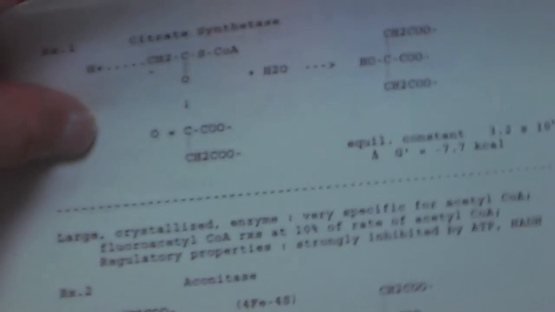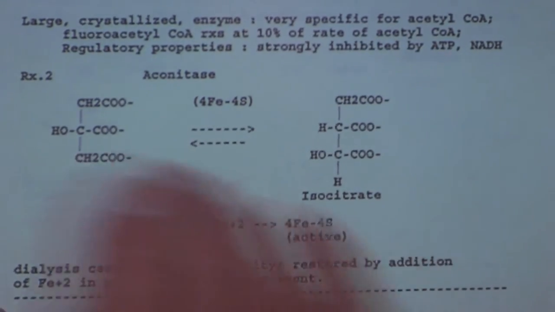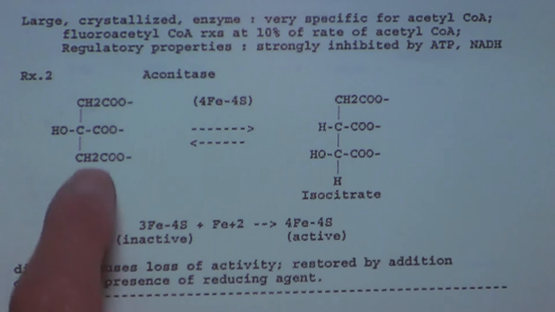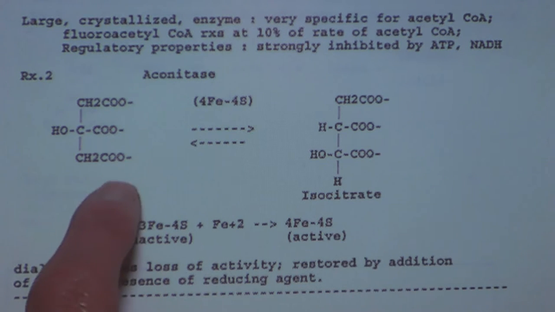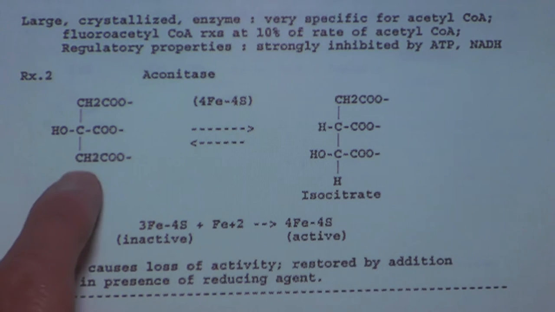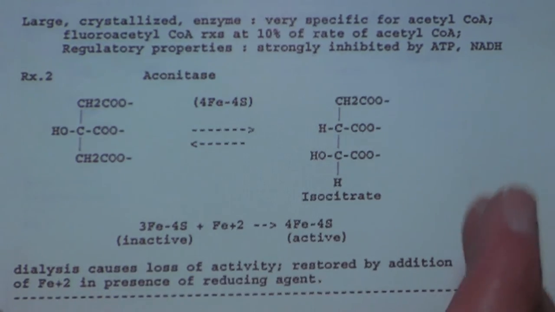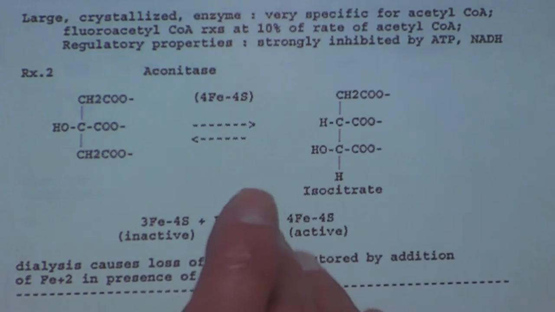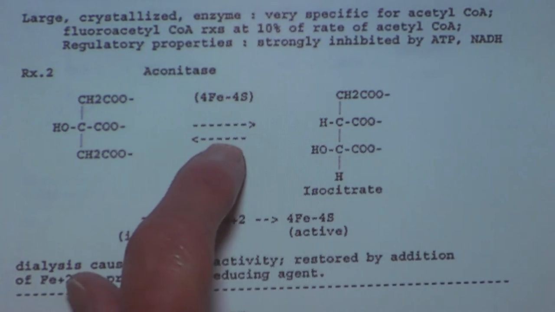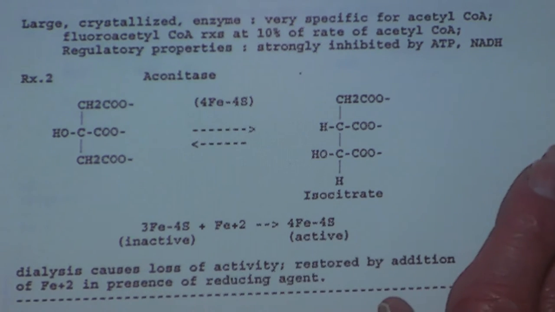Next thing that's important is aconitase. Now there is an intermediate called cis-aconitate. We're not going to bother with that. So this compound here is isocitrate. All that's happening here is that you're moving a hydroxyl group from carbon number 2 to carbon number 3. The other important thing about this enzyme is it has a 4 iron 4 sulfur cluster at the active site. If you lose 1 iron, the enzyme is dead. It needs 4 iron 4 sulfur.